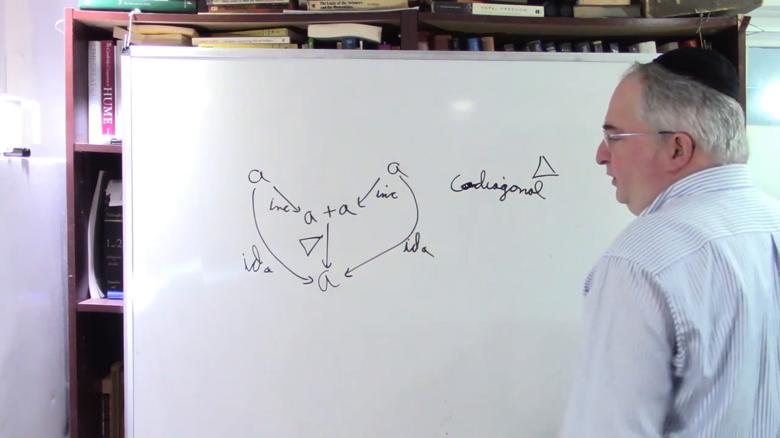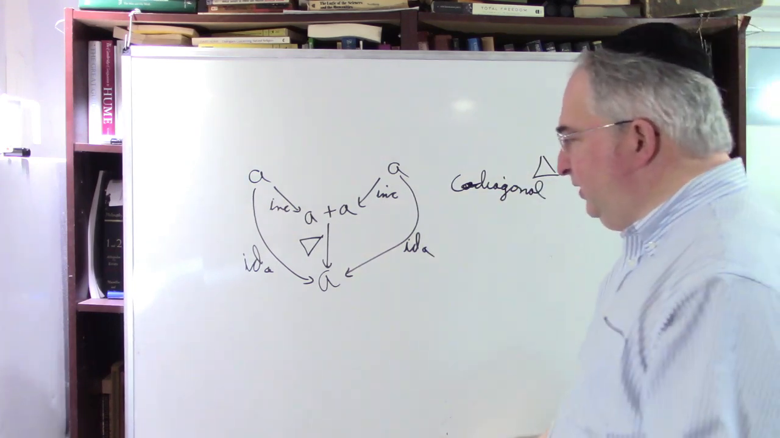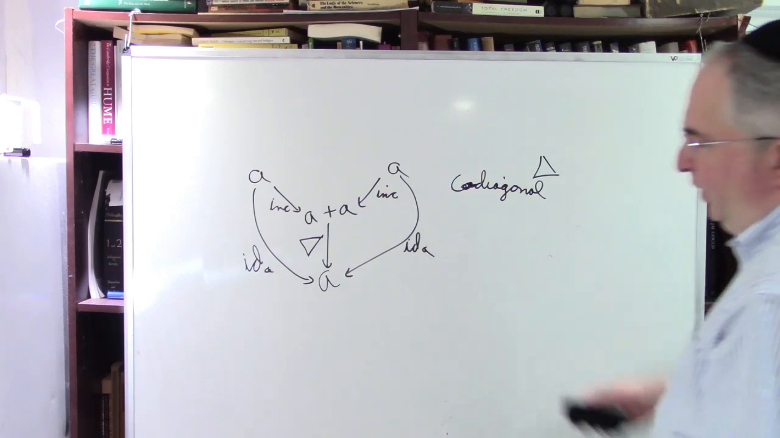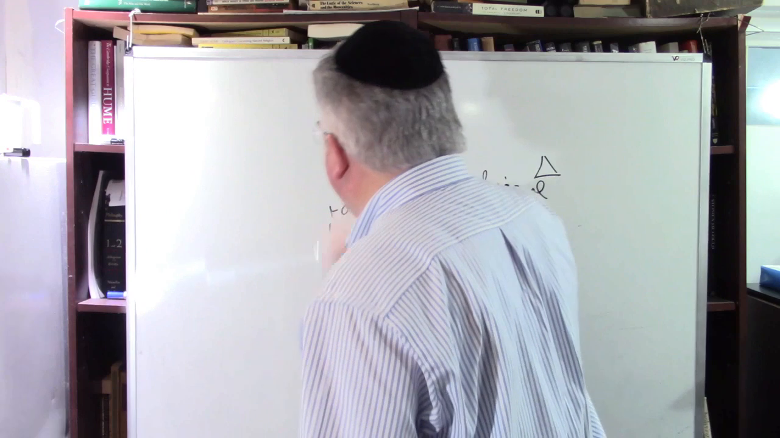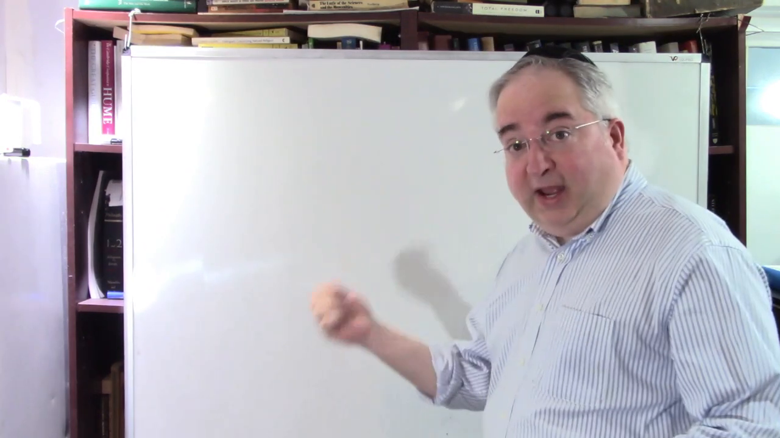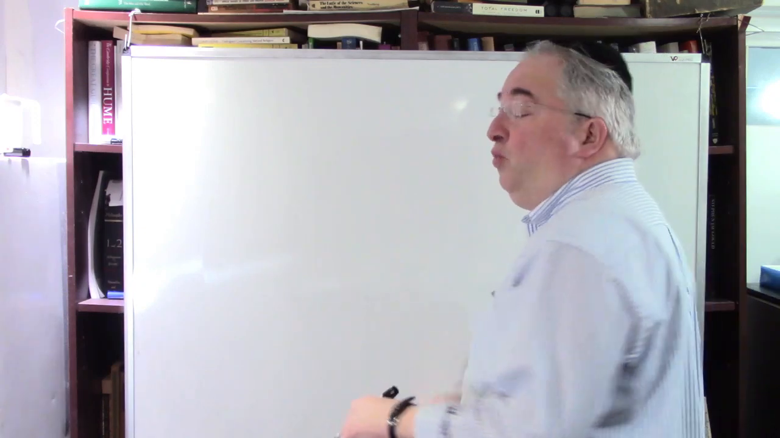I think it's also called the nebula. That's a Greek letter, but it doesn't matter. We're going to call it the codiagonal. Okay, great. Next. So we had the diagonal, now we have the codiagonal. We had the braiding operation, now we're going to have the cobraiding operation.